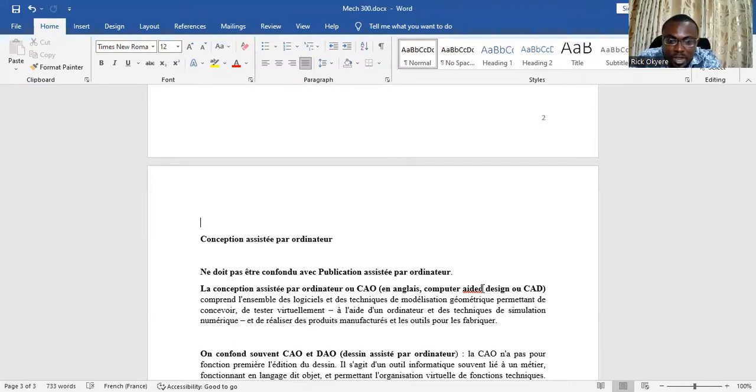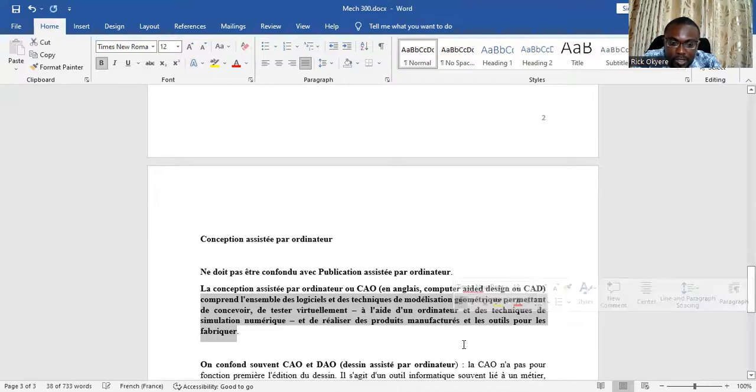If you want to define it in French, you can say c'est un ensemble de logiciels. It's a group of software utilisé pour concevoir et tester virtuellement une conception de produit, ou bien tester virtuellement une conception mécanique. Okay, so again, c'est l'ensemble de logiciels et techniques permettant de concevoir et tester virtuellement à l'aide d'un ordinateur, with the aid of a computer, to produce a simulation of a product idea. Okay, so that is the definition of CAO, or what we call CAD. All right, so let me highlight it here.